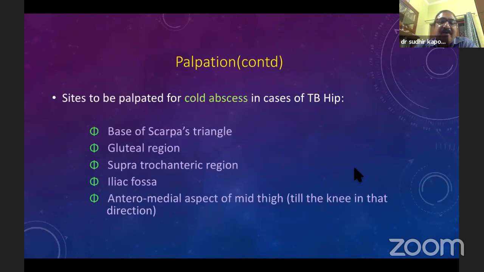Continuing the palpation further, you must palpate the possible sites of cold abscess, which could be the base of Scarpa's triangle, gluteal lesion, supratrochanteric region, iliac fossa, which I have told you already, and anterior medial aspect of the mid thigh.